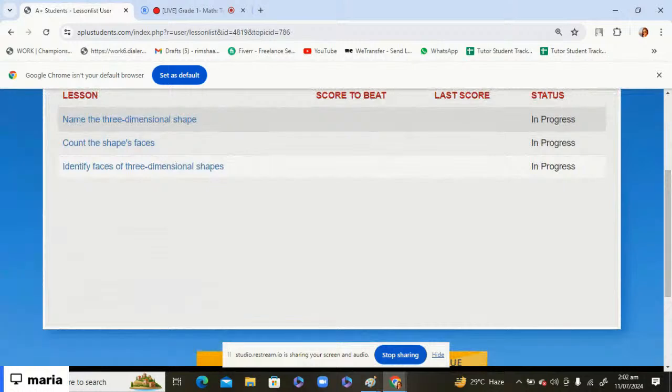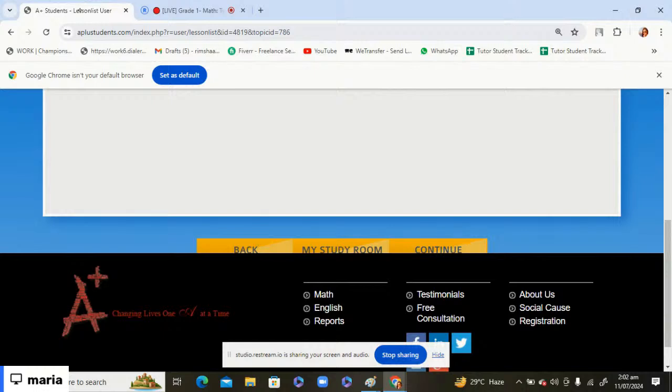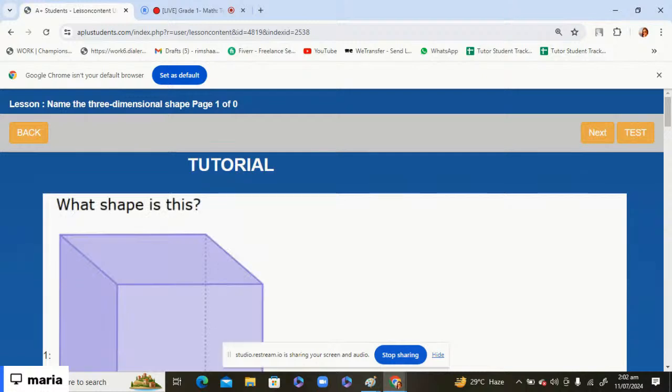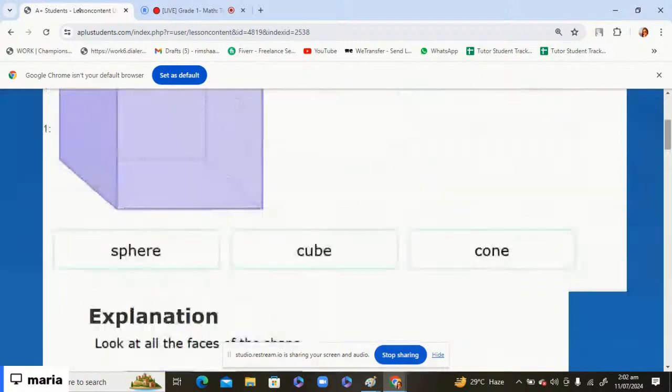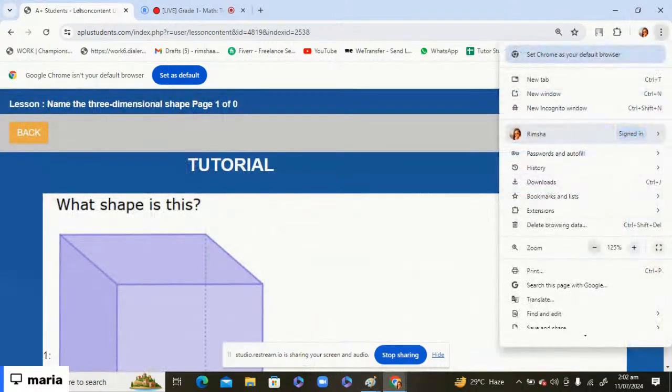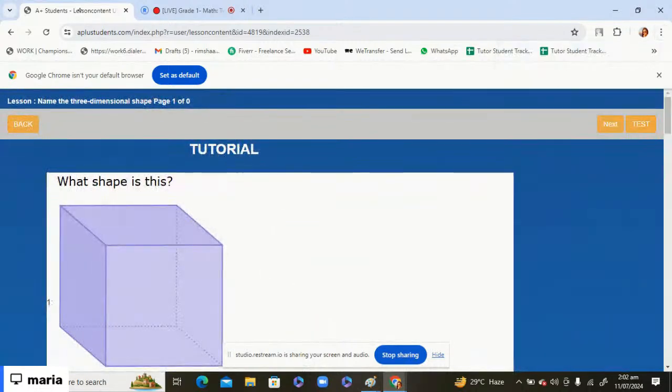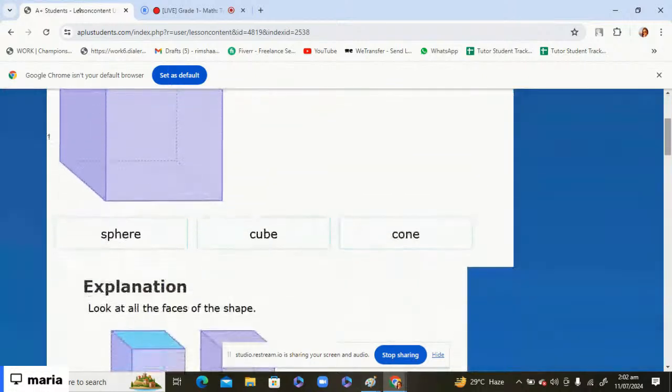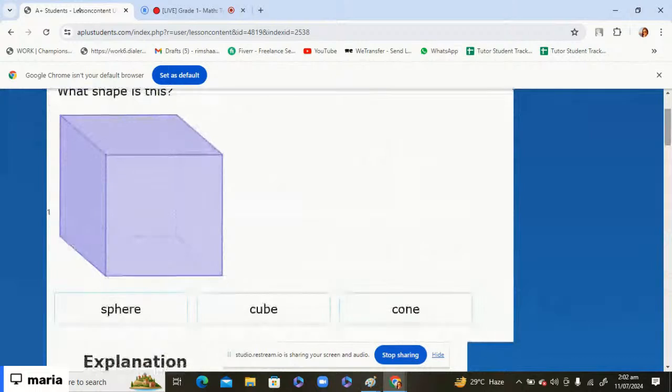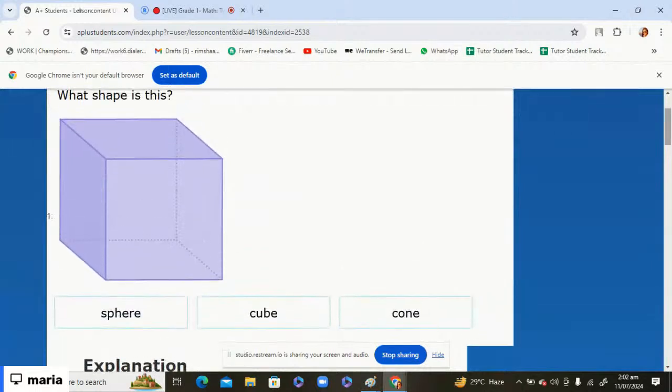So today first we start with naming the three dimensional shapes. Here we are going to name the shapes. Okay, so look here, what is this shape? Is that shape a sphere? Is that shape a cube? Or is that shape a cone?